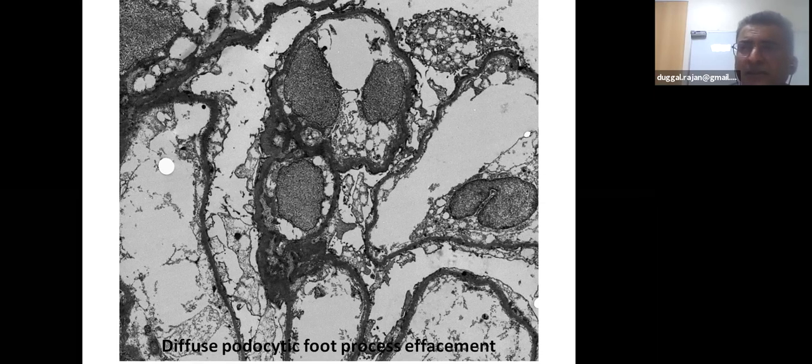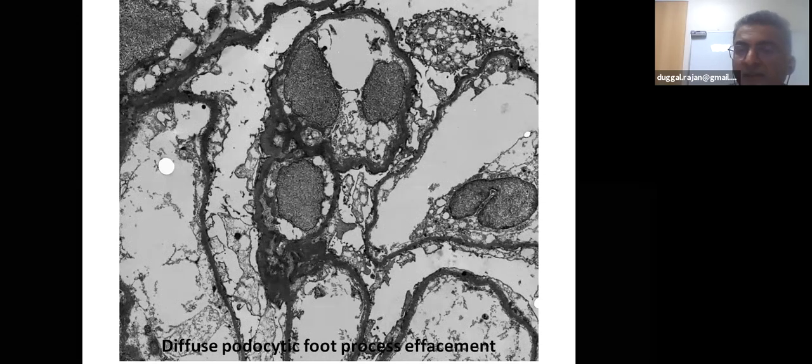FSGS thing. Why we label that as podocytopathy is because there is a reduction in the podocyte number, whereas in minimal change disease it is only the functional problem. That means the number of podocytes is normal in minimal change disease, but there is a functional abnormality. The functional abnormality is that the podocyte foot processes are effaced. That is the only difference. But on morphology on EM we can't differentiate.